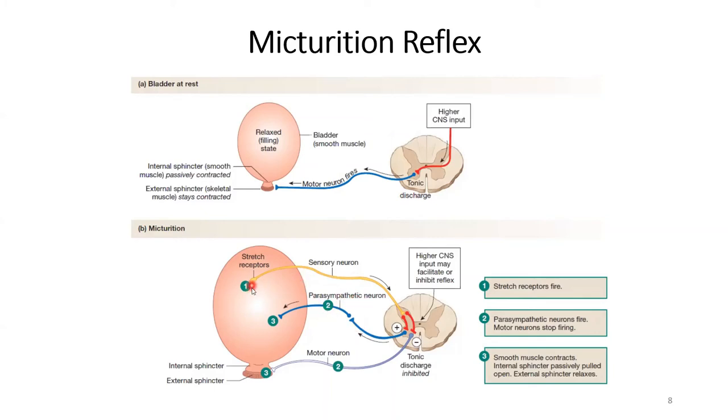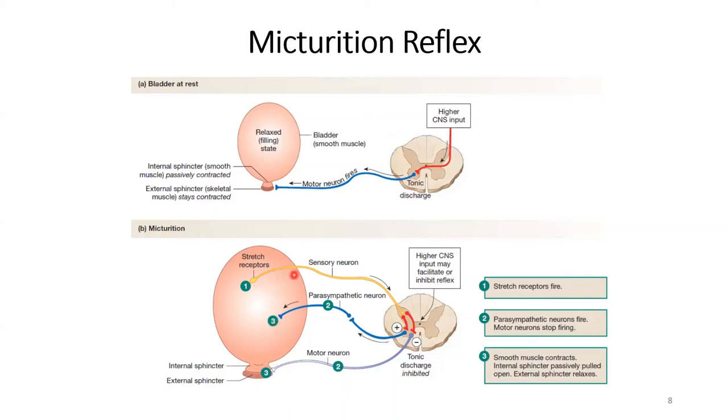So the stretch receptor, when it's activated by the stretching of the bladder, sends afferent information down the sensory neuron in the pelvic nerve to the spinal cord, where it has an interneuron synapse on the parasympathetic neuron, which is efferent in this case, which then goes back to the bladder. Now the stretch receptor is the receptor point. This is the afferent. This is the integration. This is the efferent, and the effector organ in this situation is the detrusor muscle, which contracts.